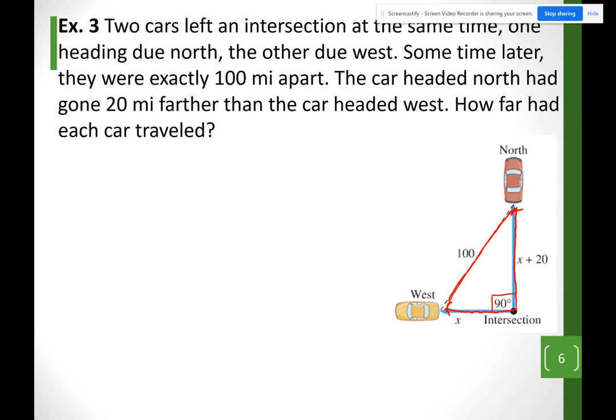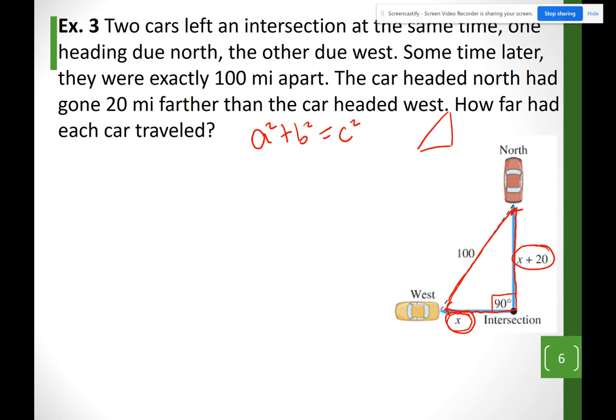The car headed north had gone 20 miles farther than the car headed west. So I'm going to say the car headed west went x many miles. The one going north went x plus 20 miles. How far had each car traveled? We're going to use a formula we call the Pythagorean theorem. Pythagorean theorem is a squared plus b squared is equal to c squared.